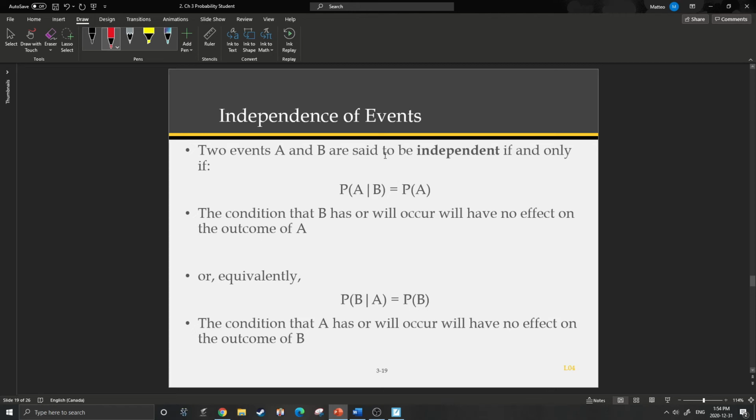So, two events A and B are said to be independent if and only if the probability that A given B is equal to the probability of A. The condition that B has or will occur has no effect on the outcome of A. That is the definition of independence. Two events are independent if the condition that B has or will occur has no effect on the outcome of A. Lots of things are seemingly independent.